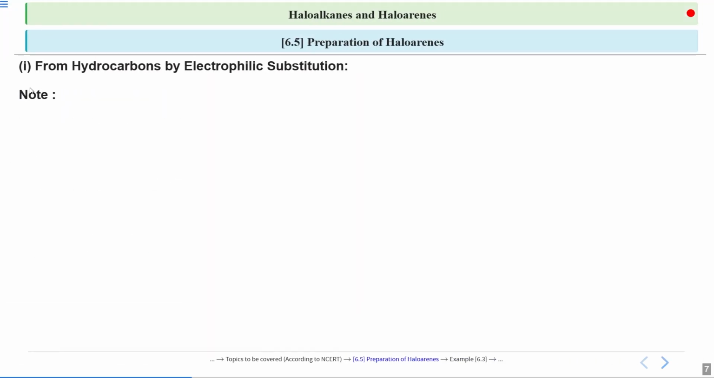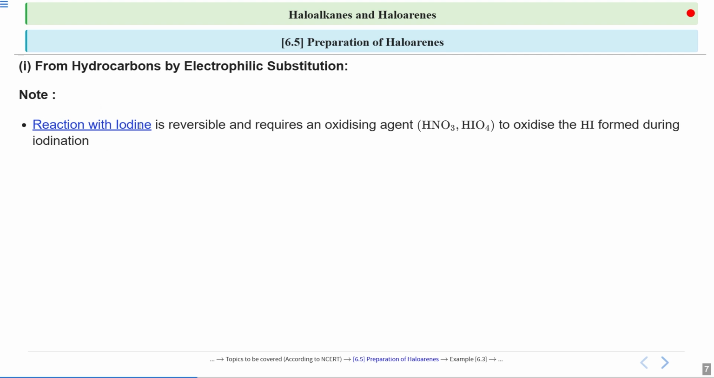There is an important note: the reaction with an iodine molecule, if you are doing it on a benzene ring, will be reversible. Reversible means it can go in either direction, from reactant to product or product to reactant, and it will require an oxidizing agent like HNO3 or HIO4 to oxidize the hydrogen iodide present in the reaction mixture formed during the iodination process.